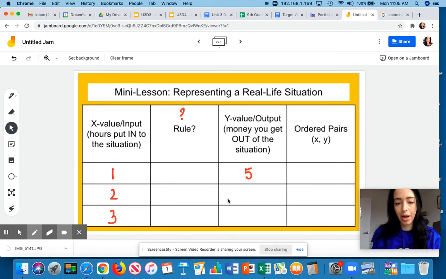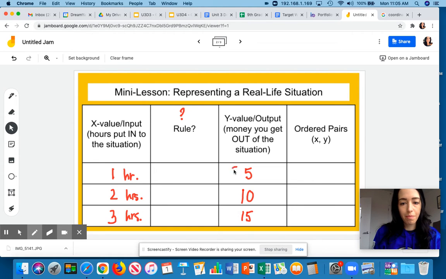$5. Okay. If I watch the dog for 2 hours and it's $5 each, I can think of that in many different ways, but I know that I'm going to get paid $10 to watch the dog for 2 hours. For 3 hours, $5 an hour, that's going to be $15. Okay, so I'm going to actually write units down: 1 hour, 2 hours, 3 hours, and this is the money that I'm getting out of that situation.